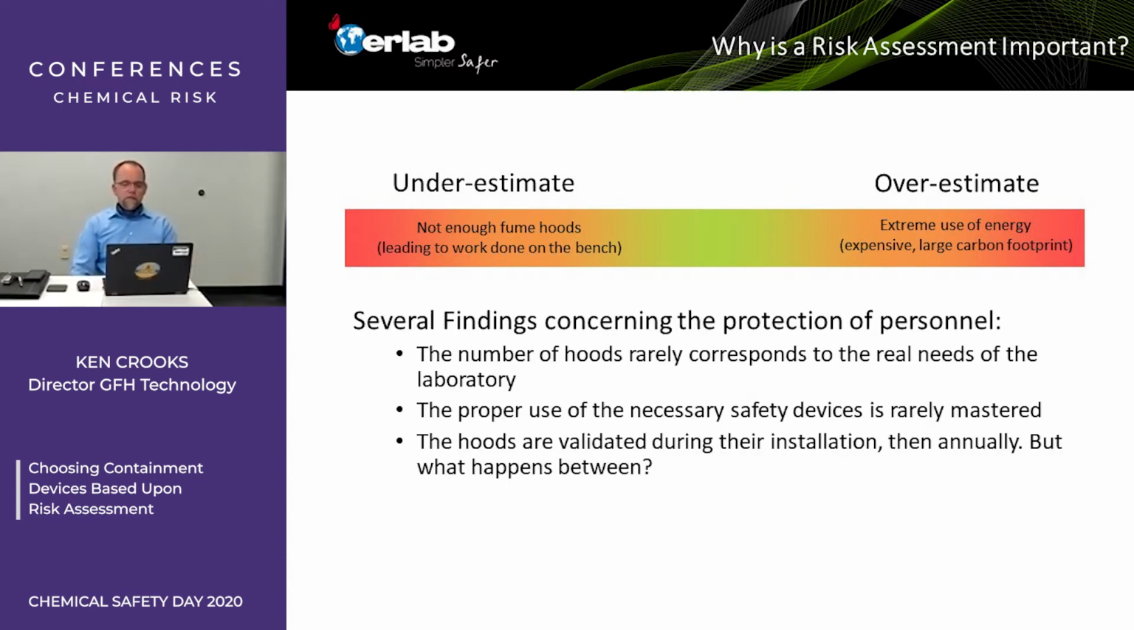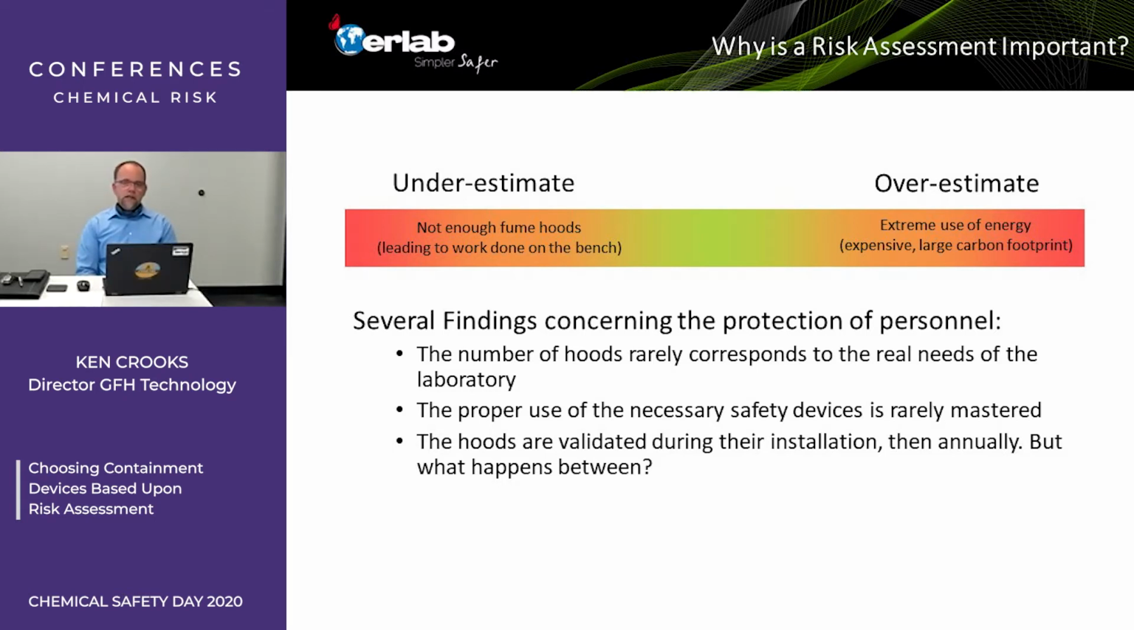So some findings that we've found over the years concerning the protection of personnel: the number of fume hoods rarely corresponds to the real needs of the laboratory. Now, this may not apply for brand new construction or a new renovation, but basically we go out to industry, we go out to schools, and the number of hoods that they have on rare occasions actually meets the real need. Sometimes they can have too many, but usually they don't really have enough. And then the proper use of the safety devices is not mastered all that often. There are people that absolutely understand very safely how to use properly these containment devices, but rarely is it actually mastered. And so I'll talk about administrative controls and making sure there's a training program in place to make sure we cover that risk.